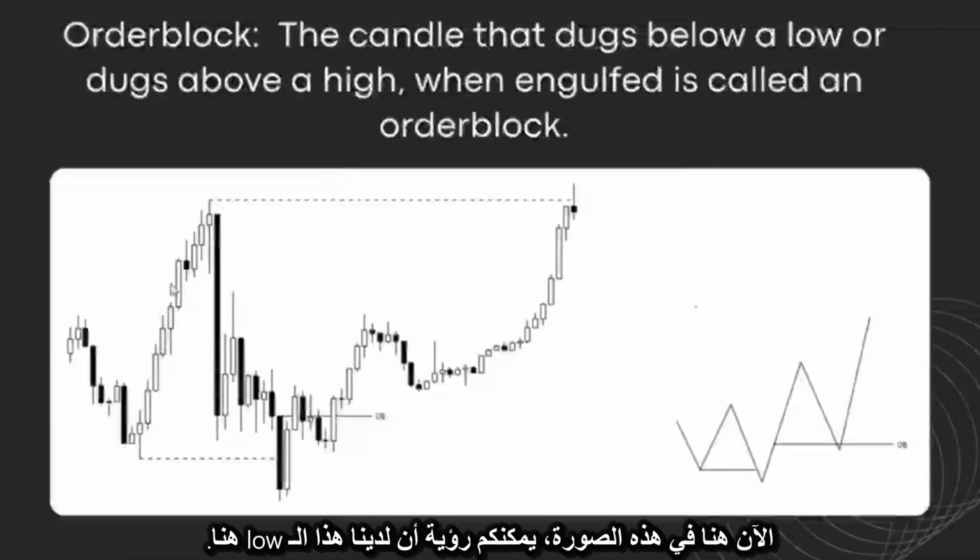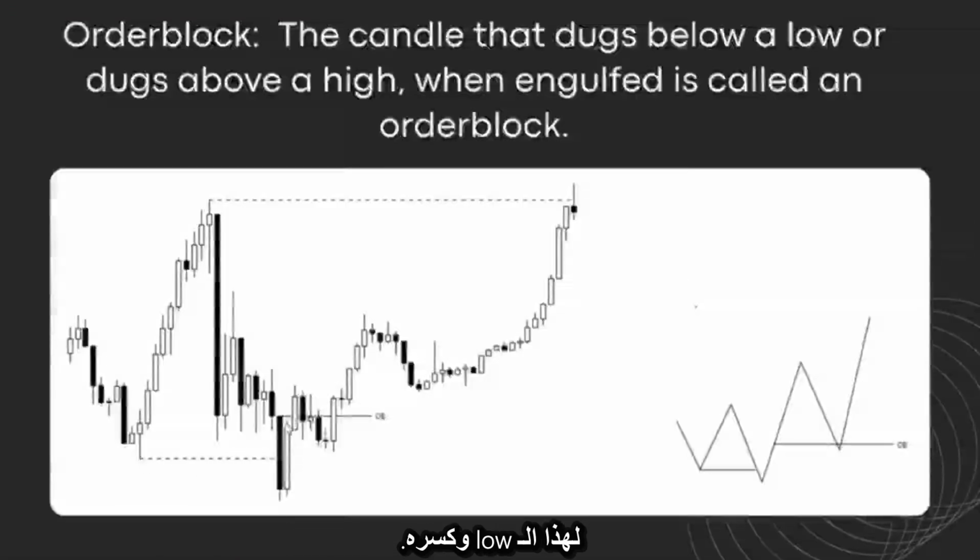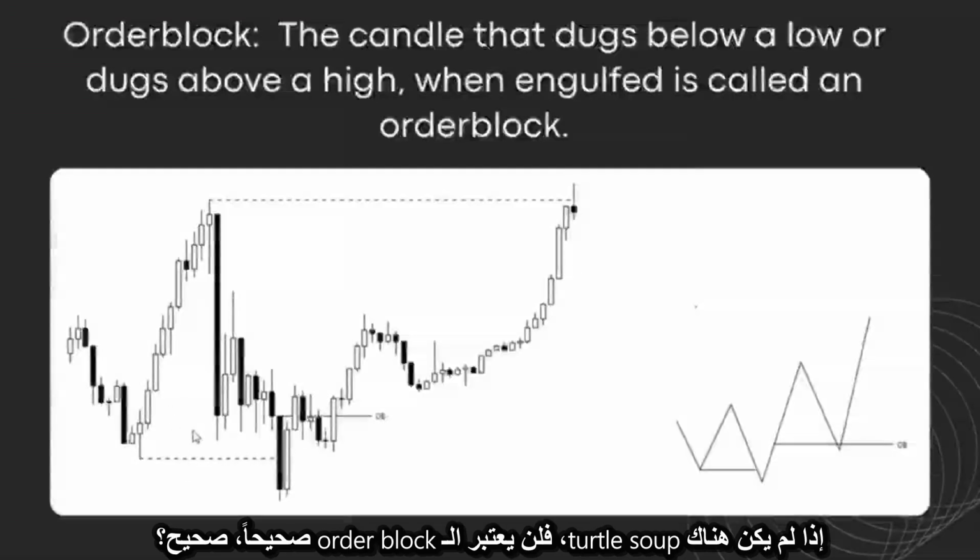Now here in this picture, you can see we've got this low right here, and what happened is that price came down here to turtle soup this low and take out that low. Now for an order block to be considered a valid one, it must have a turtle soup and must be formed after a turtle soup. If there is no turtle soup, the order block won't be considered correct, right?